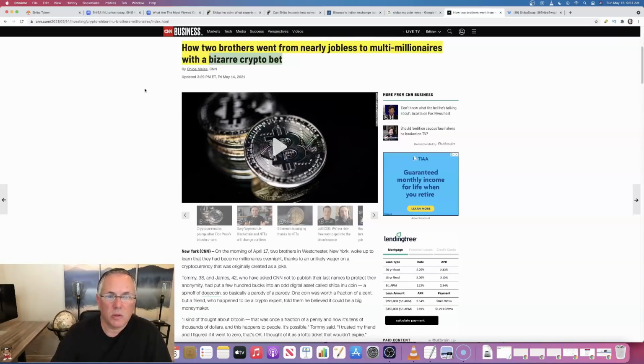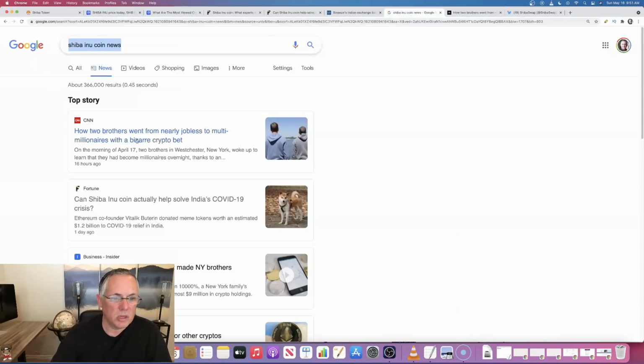If you want, you can go to Google and type in Shiba Inu coin news, and you'll see it right here. That's on CNN. There's also Business Insider. There's a lot of different news coming out, and this type of news continues to propel Shiba and keep it in the forefront of people's minds, and continues to bring people into the fold who will put their money into it.